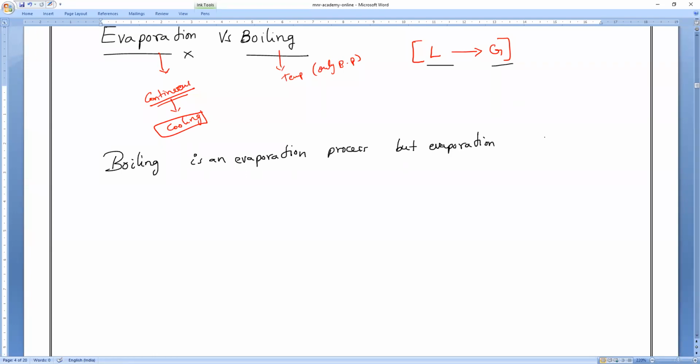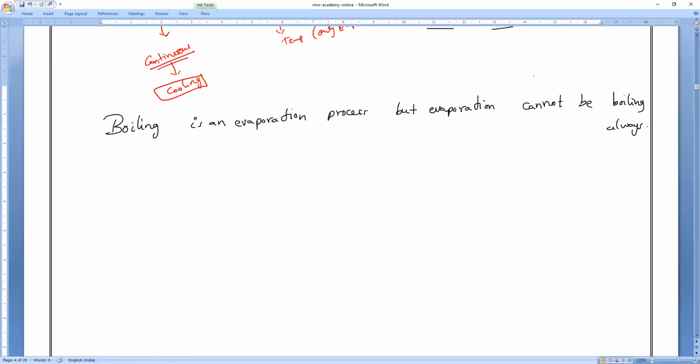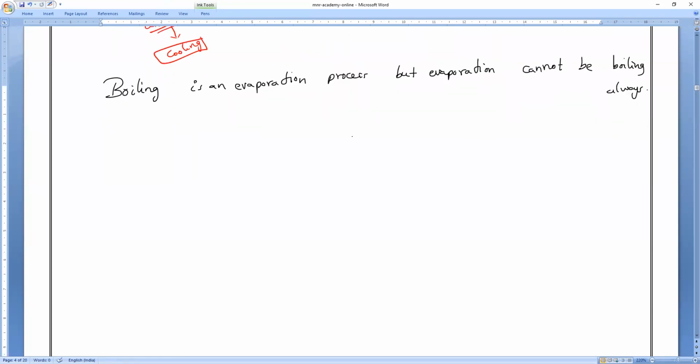Sir, we need to write it in a tabular column. Yes, wait. Boiling is an evaporation process, but evaporation cannot always be boiling. Is it okay? Just write it, and next we'll proceed with the tabular column. Now let us see what the differences between evaporation and boiling are. So you can construct the tabular column.